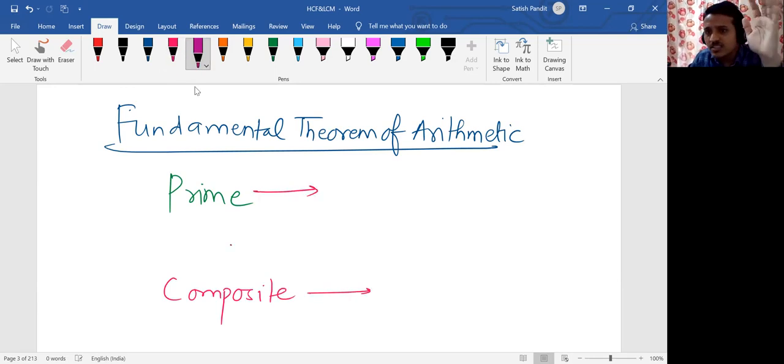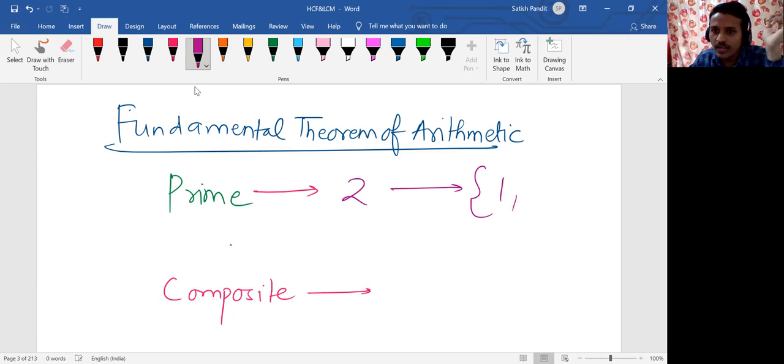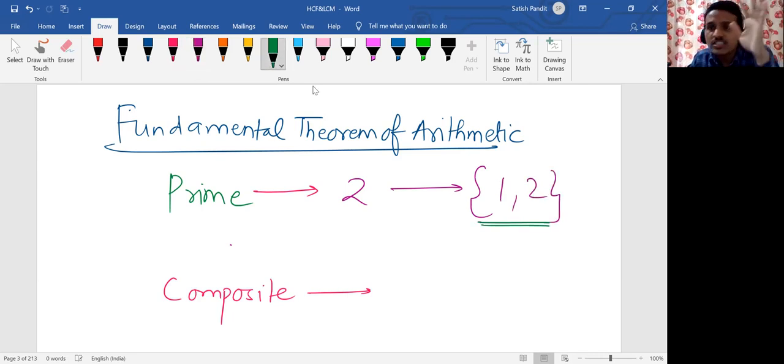See, a prime number means any number which has only two factors. For example, 2. What are the factors of 2? Now I told you, right? What are factors? Factors are a set of numbers which will divide a given number completely. So the factors of 2 are 1 and 2. So you see, there are only two factors, right? So it is a prime number. So 2 is a prime number.